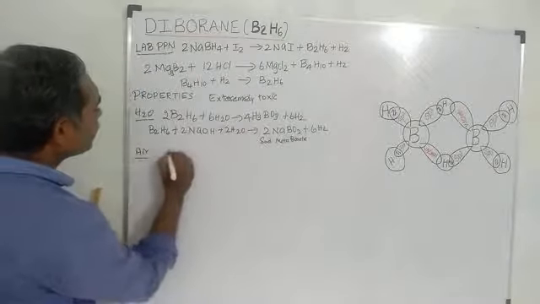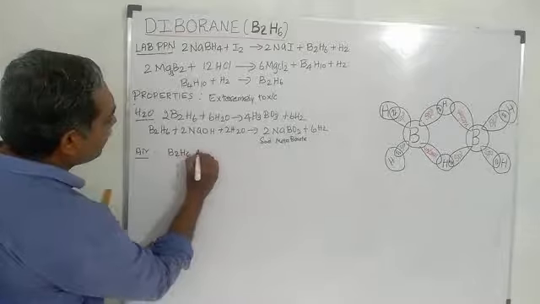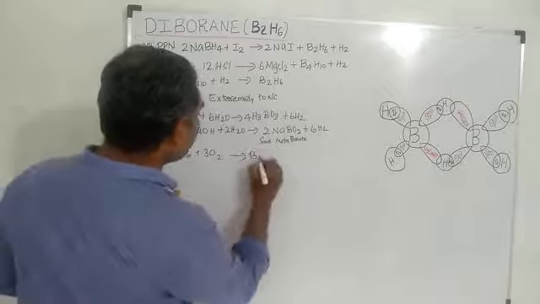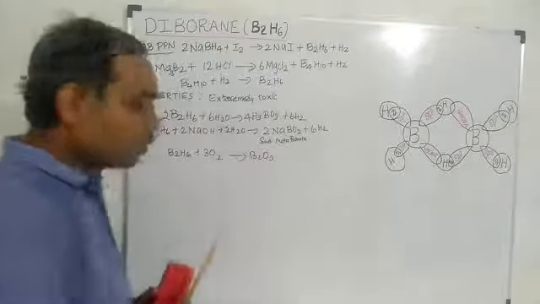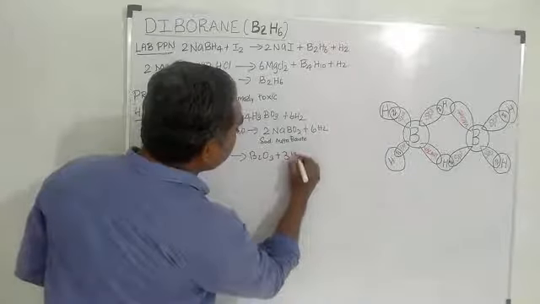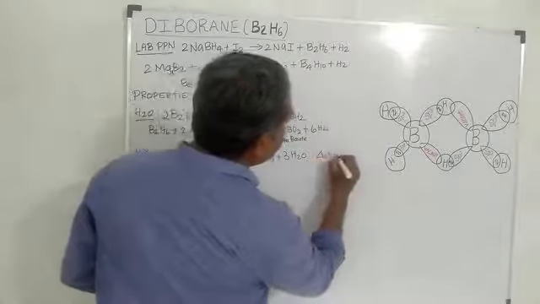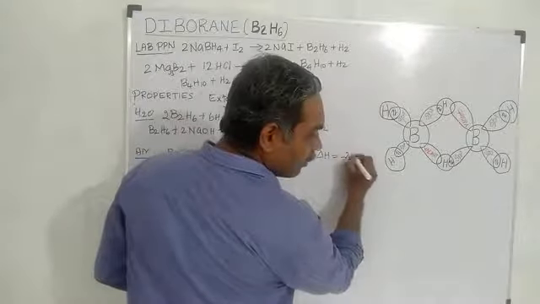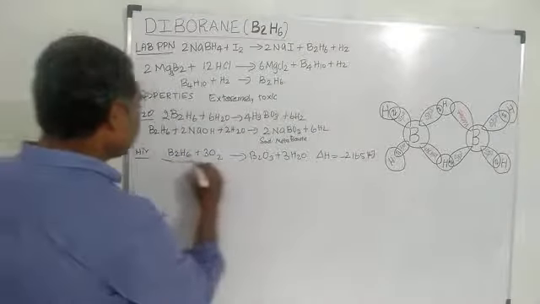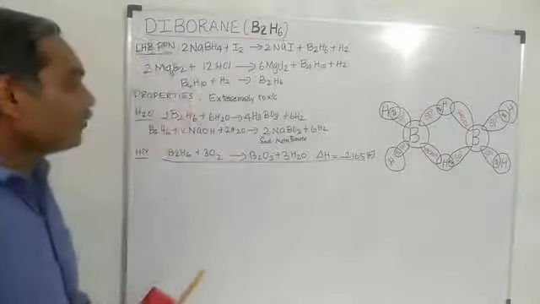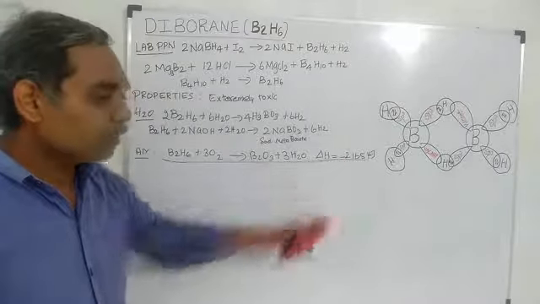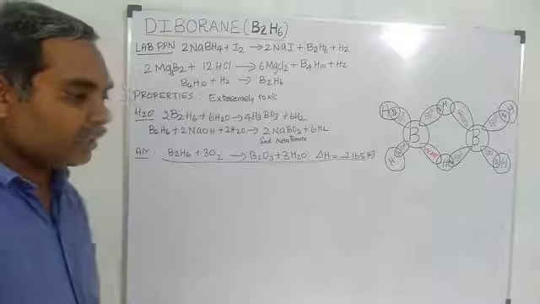Next reaction, with air. With oxygen, B2H6 reacts with 3O2 and gives B2O3 plus 3H2O. In this reaction, a large amount of heat, around 2165 kilojoules, is evolved. So this is a highly exothermic reaction.